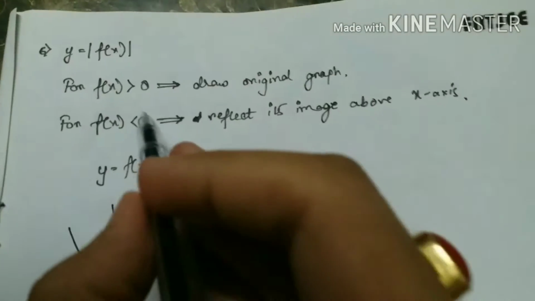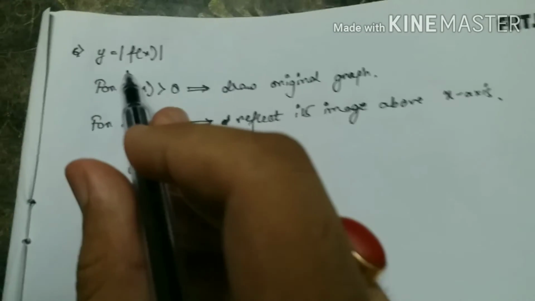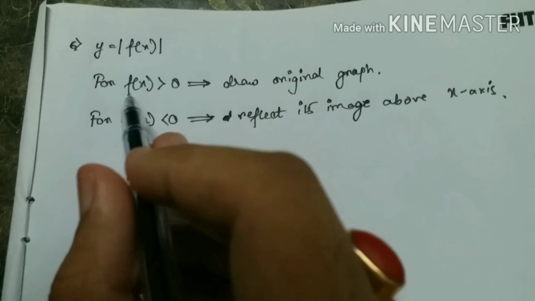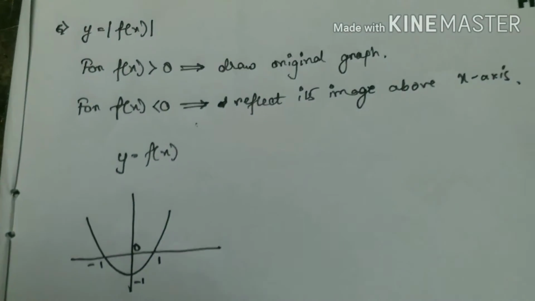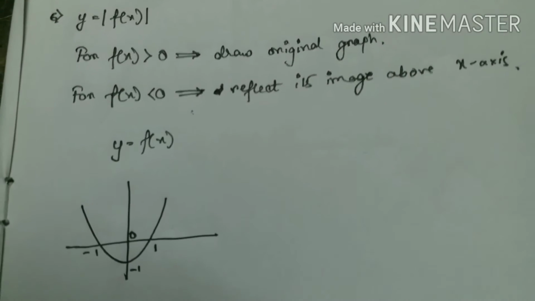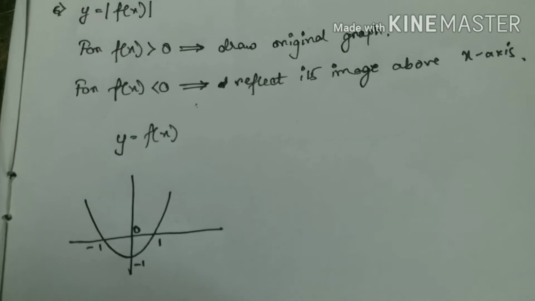So now the sixth type, which is the final type, y is equal to mod of fx. For fx greater than 0, draw original graph. For fx less than 0, reflect its image above x-axis. Now what does this mean? It will become clear with this example here.